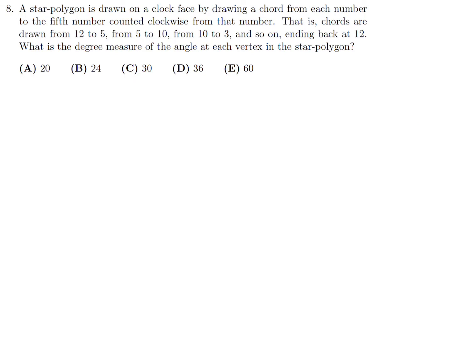A star polygon is drawn on a clock face by drawing a chord from each number to the fifth number counted clockwise from that number. That is, chords are drawn from 12 to 5, 5 to 10, 10 to 3, and so on, ending back at 12. What is the degree measure of the angle at each vertex in the star polygon?